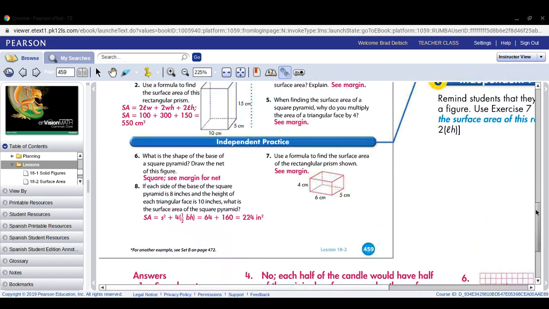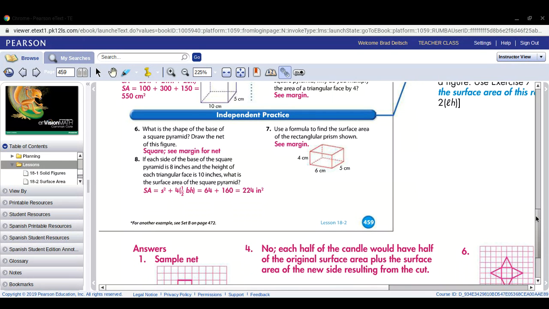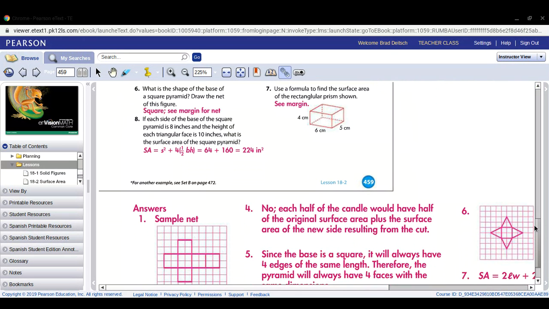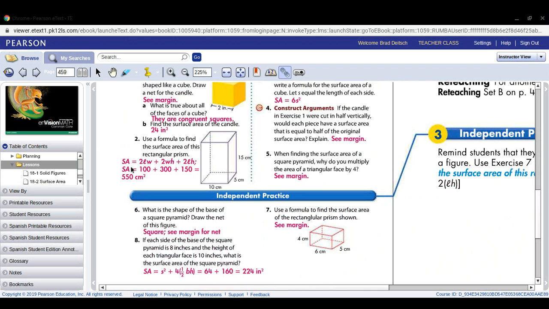All right, number 7, it says use the formula to find the surface area. So again, you're plugging it into the formula, right? Which is, again, right up here, you can see under number 2, 2LW plus 2WH plus 2LH. I would say the length is 6, the width is 5, and the height is 4. And you would plug it in and solve for it.